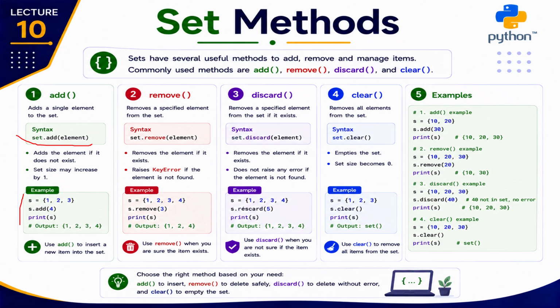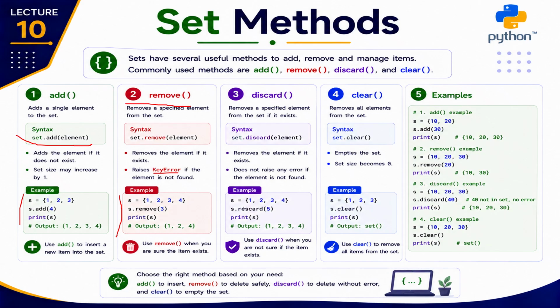Now the second method is the remove method. It removes a specified element from the set. The syntax is very simple, set.remove and then the element. Now here you can see the example. s is equal to 1, 2, 3, 4. Then the remove method is used and you can clearly see the output 1, 2, 4. 3 is removed here. So if the element is not present in the set, Python raises a key error. So use remove only when you are sure that the element exists in the set.